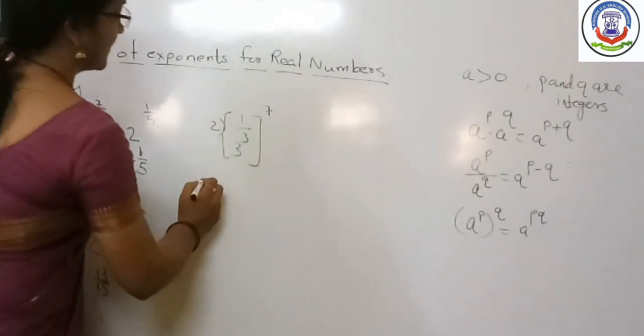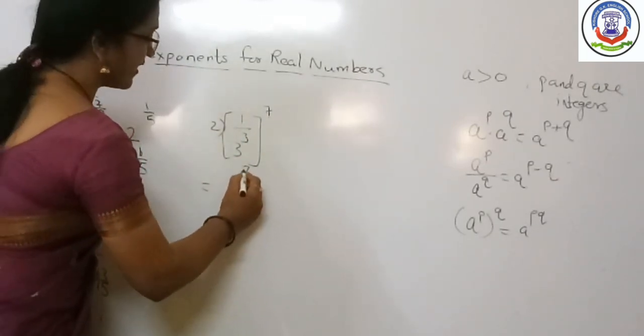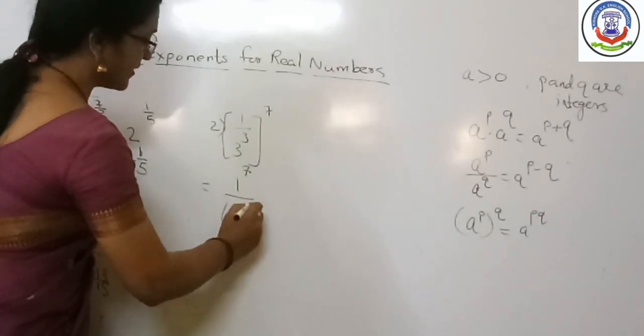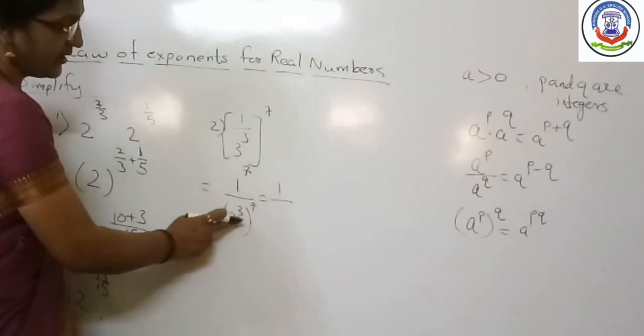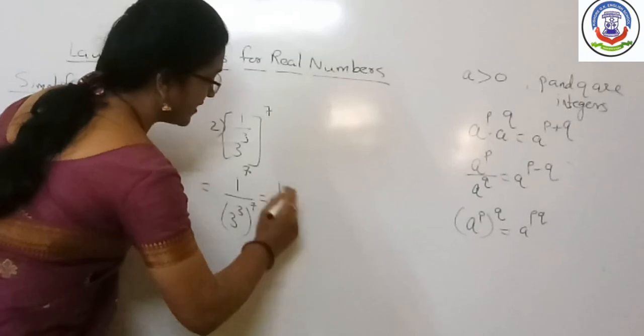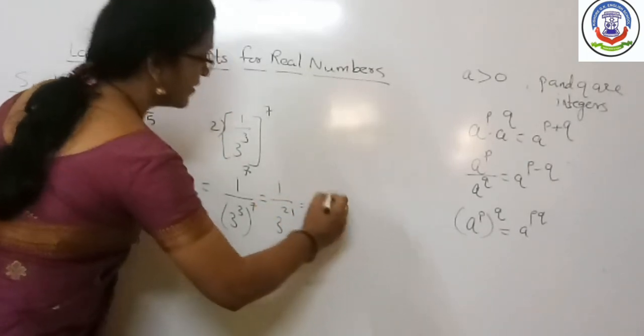Now here, 1 upon 3 cube, bracket raised to 7. If you simplify or expand it, it is 1 raised to 7 upon 3 cube raised to 7. 1 raised to 7 is 1, and 3 into 7 is 21. So the answer is either 1 upon 3 raised to 21 or 3 raised to minus 21.